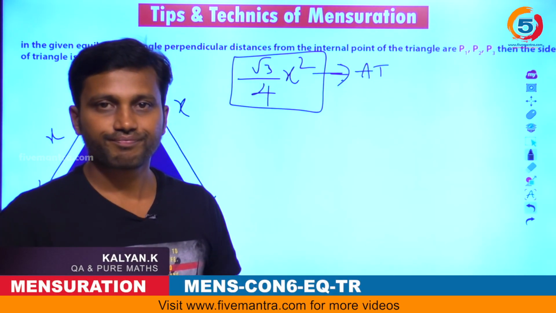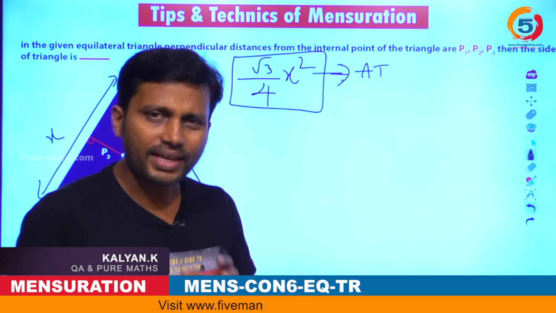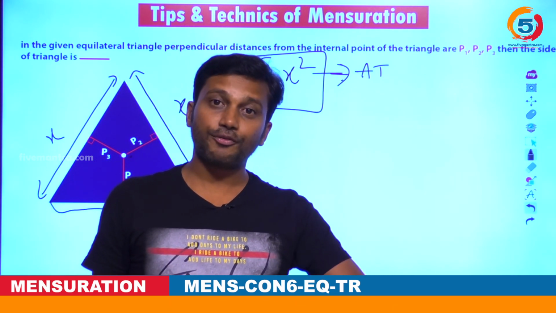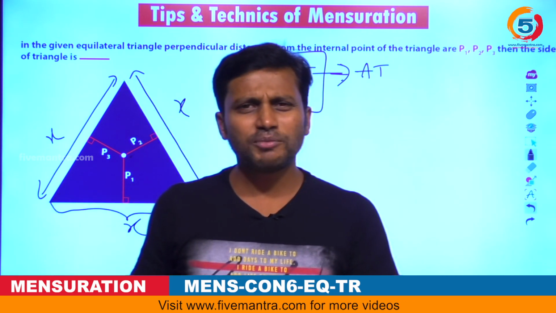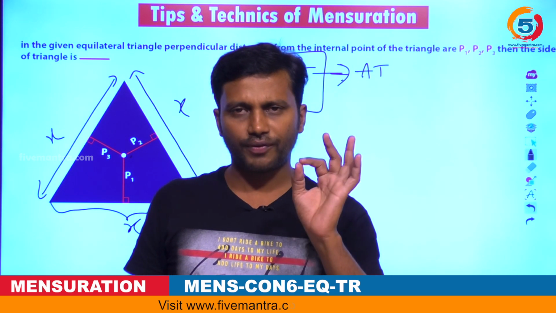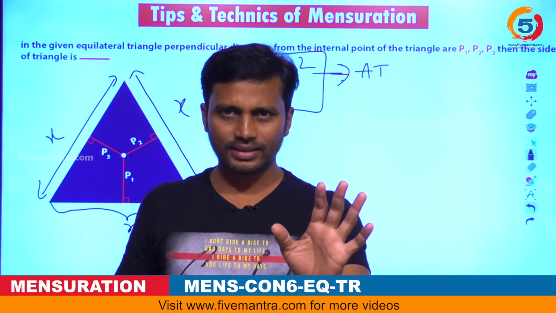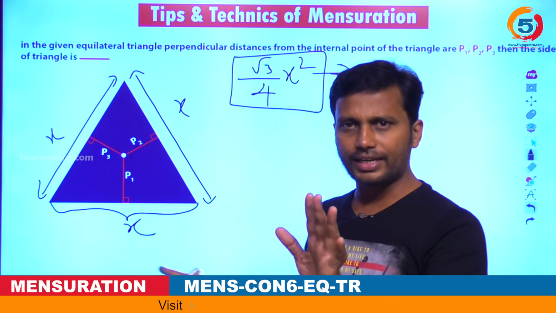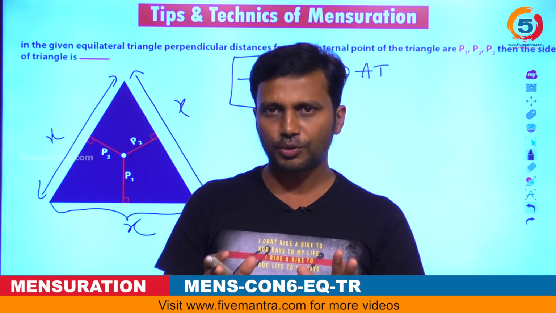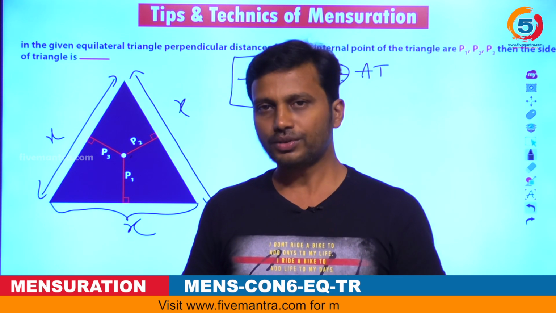Now, for my convenience, I want to find out the area of the triangle in a different way. Why am I doing all this? Don't get confused. Our final target is to find out x, that means the side of the triangle. So I want to do that in another alternative procedure also. How will we do it? Just see.